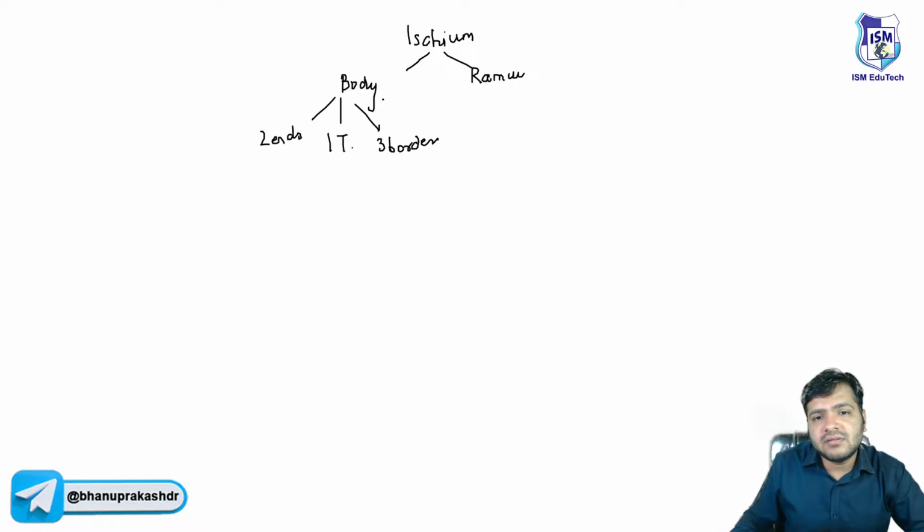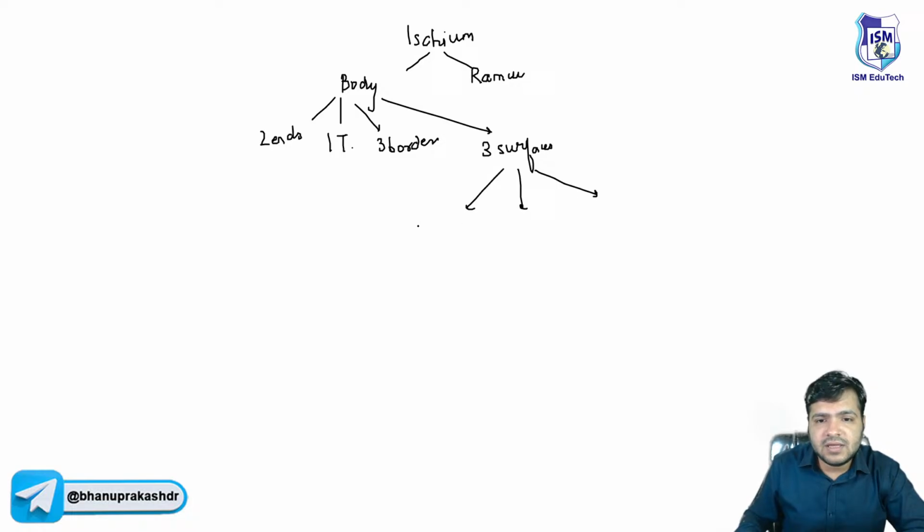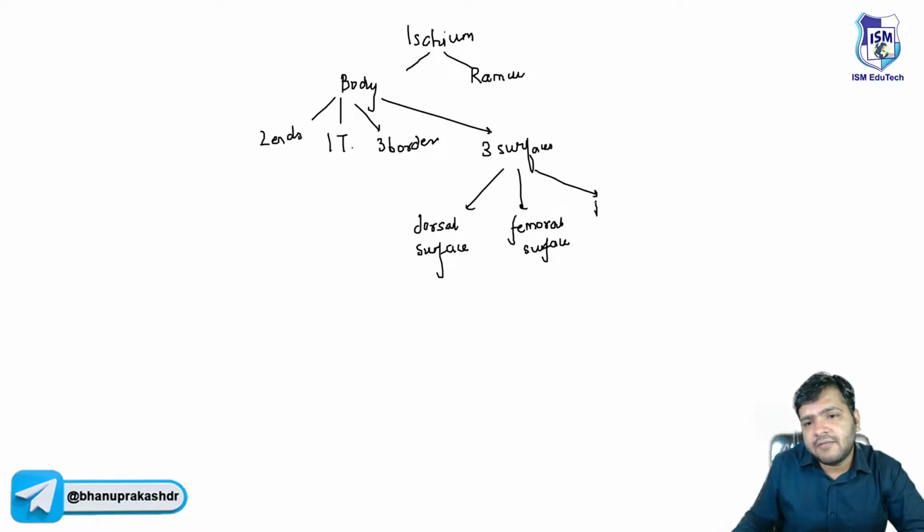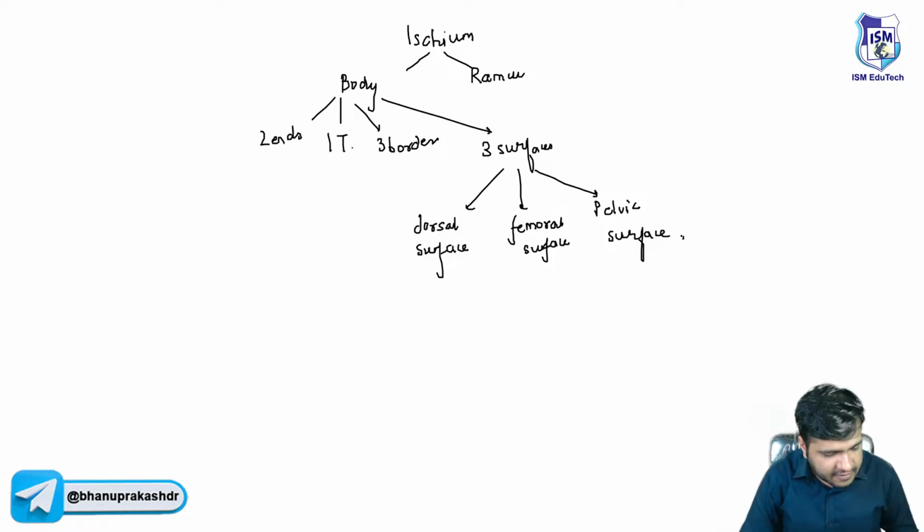We have already discussed the three borders. Now coming on to the three surfaces, guys. So yes, we have three surfaces, beta. We have the dorsal surface, the femoral surface, and the pelvic surface.